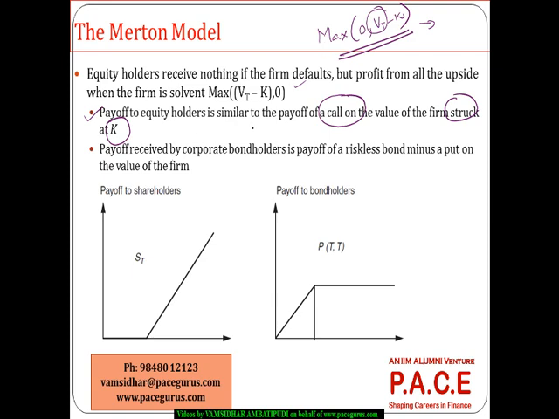And I could clearly see from the bondholder's standpoint, it's a payoff of having a riskless bond along with a short position on the put on the value of the firm with a strike price equivalent to the face value of debt. So that's the reason the typical call option graph is what is being shown here as a payoff to the shareholders. A short position in the put option along with a risk-free bond is what we are showing as a payoff to the bondholders. So that's the way the Merton model has been designed.